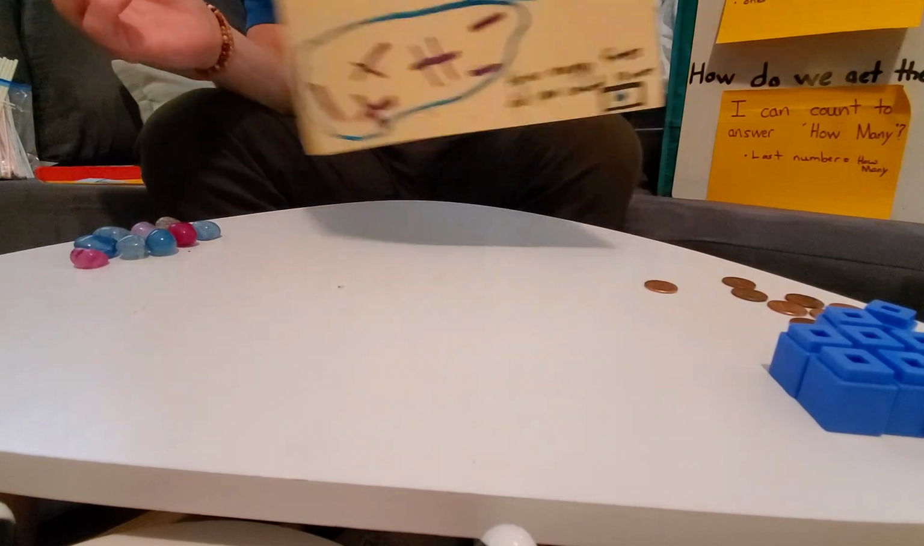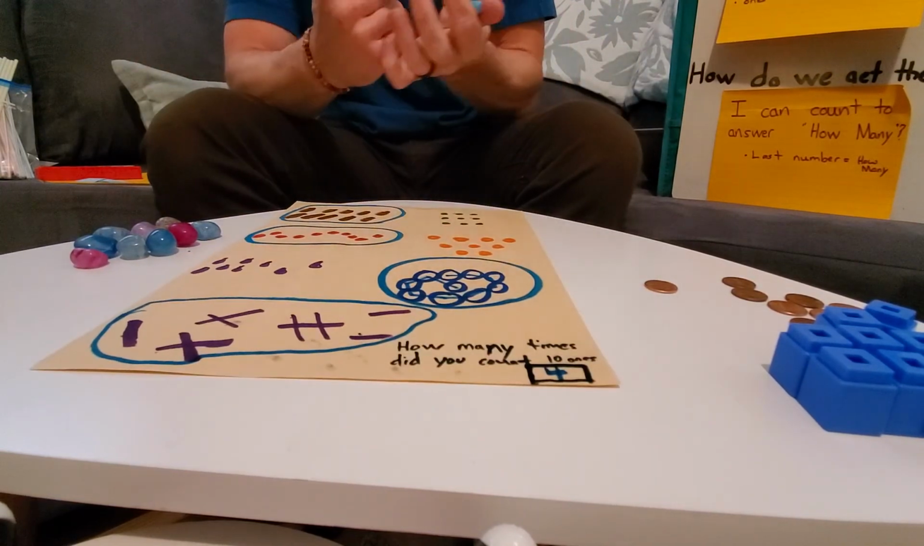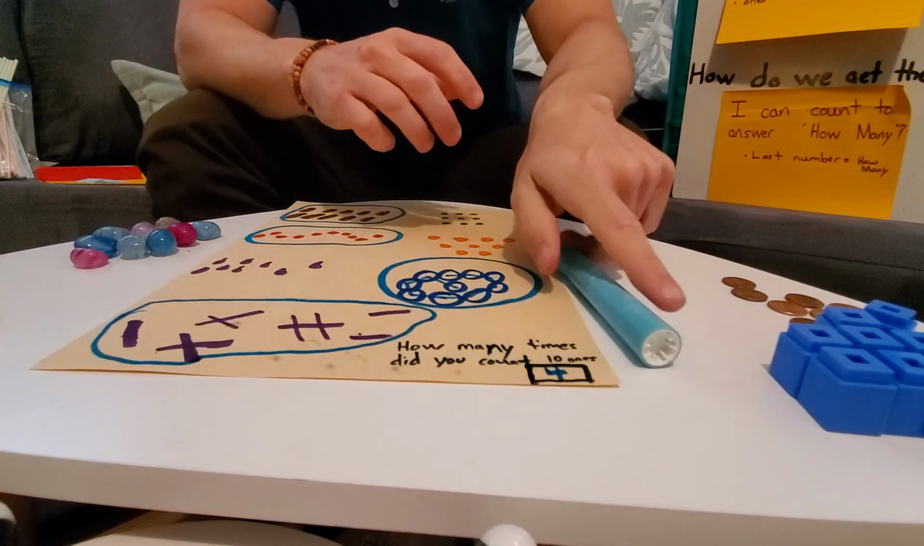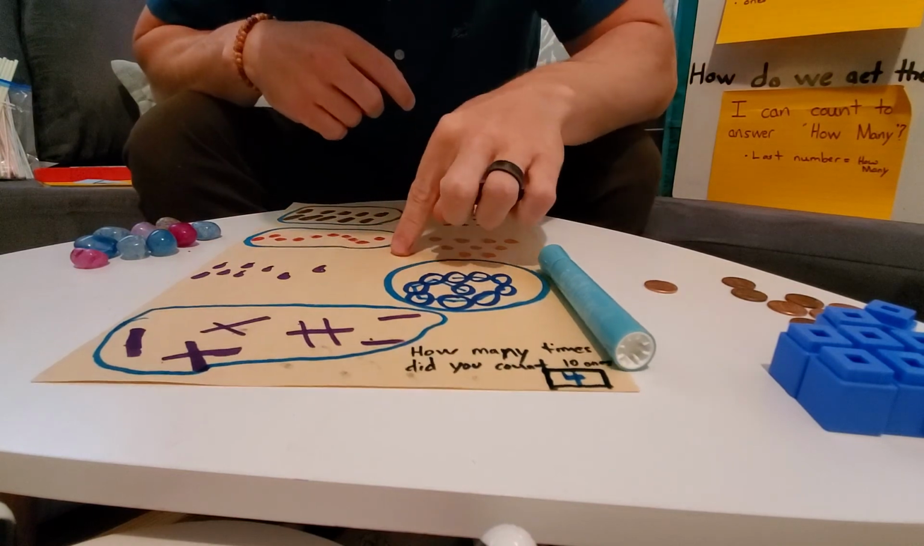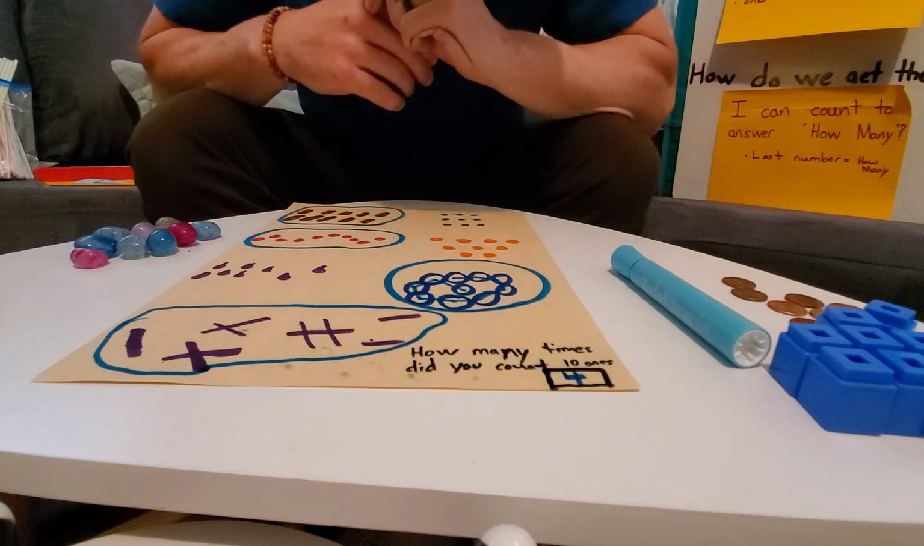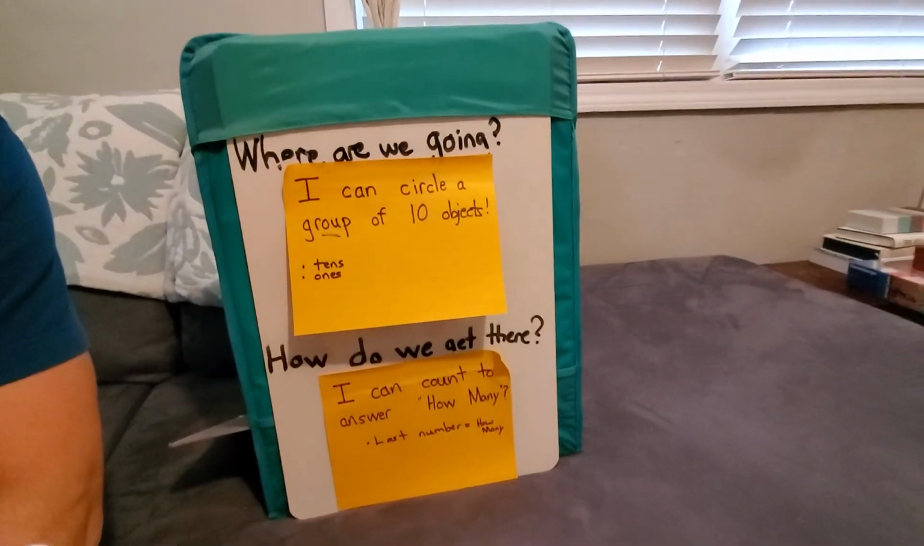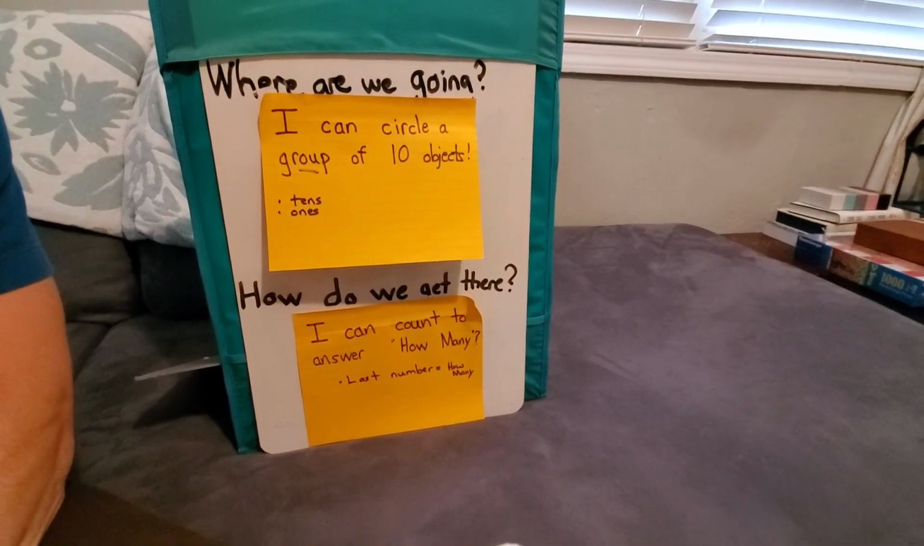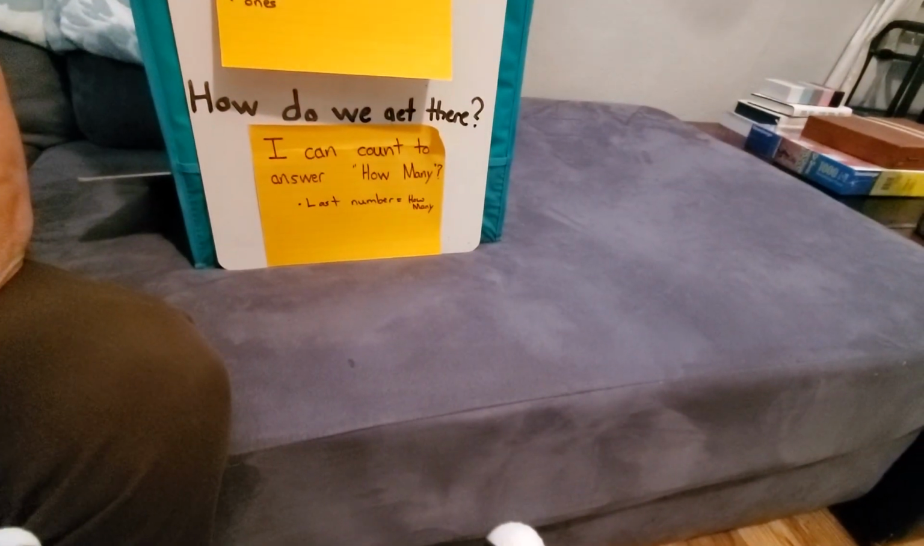This is your problem set for today, guys. I can't wait to see how it looks when you turn those in. Remember, this is your math module 5, lesson 1 for the kindergarten Eureka curriculum. Today's lesson was showing how I can circle a group of 10 objects. I can count to answer how many, and I know the last number I say tells me how many.